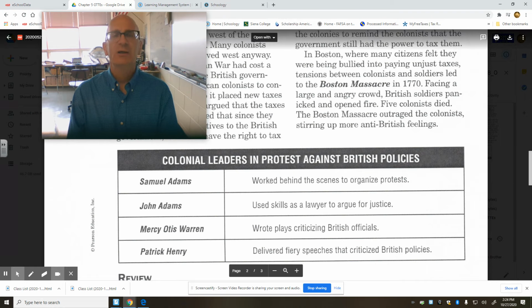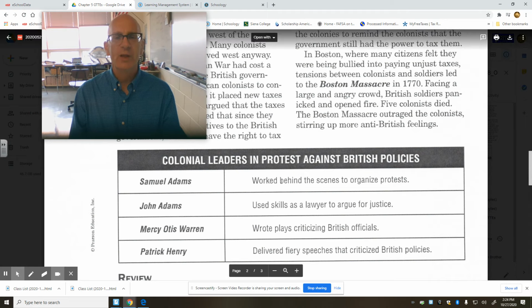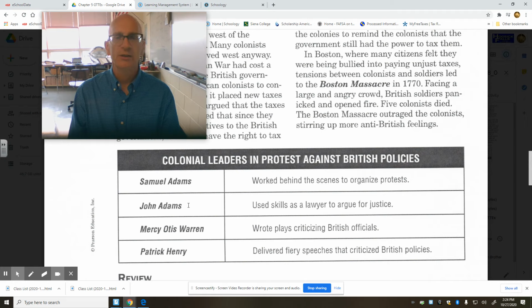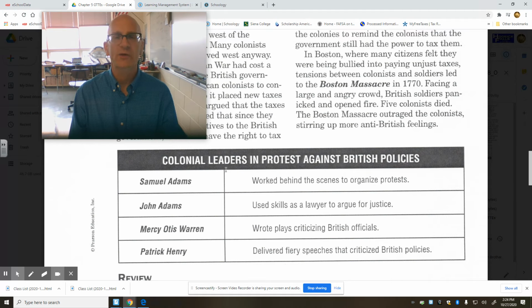Samuel Adams from Massachusetts. Yes, Samuel Adams, the famous beer, is named after him. Samuel Adams worked behind the scenes to organize protests in Massachusetts. John Adams, another patriot from Massachusetts, used his skills as a lawyer to argue for justice. We're going to talk more about John Adams as Chapter 5 moves on.